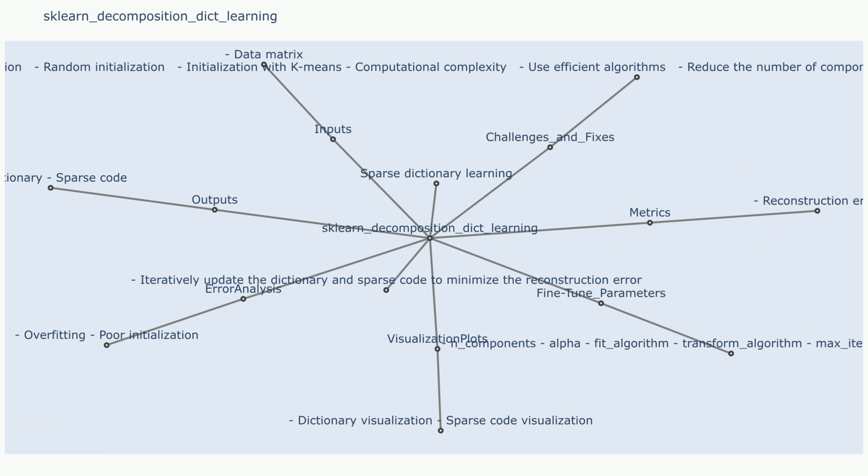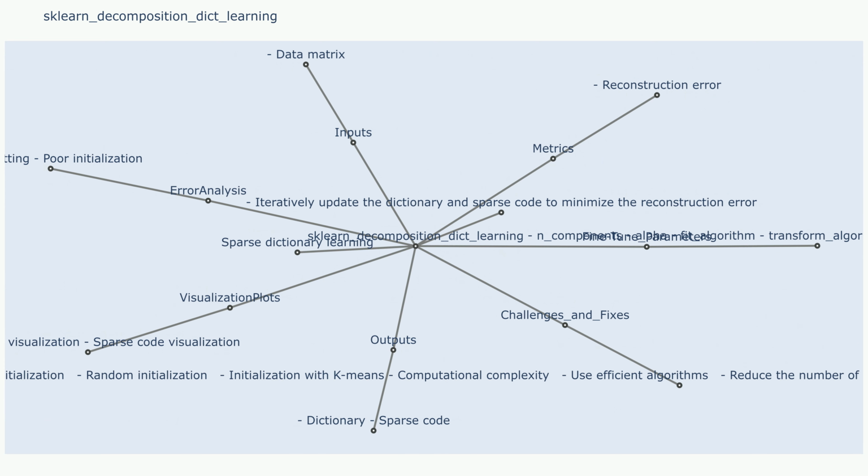Fixes to challenge 2. Use techniques like cross-validation to determine the optimal number of components. Analyze the reconstruction error and sparsity for different values of n_components. Consider using model selection strategies like AIC or BIC.